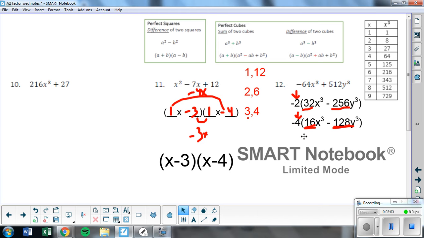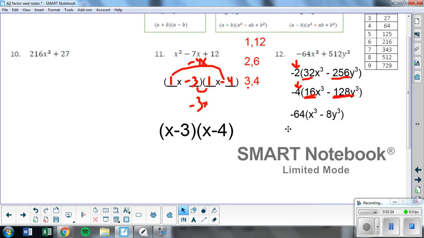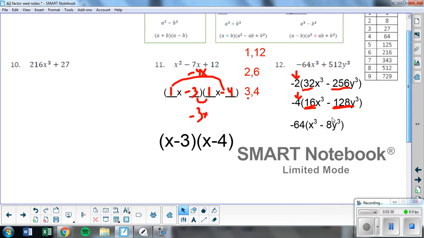Take the largest one you can find, which is actually 64. And we want to make sure our leading coefficient is not negative, so I'm taking out a negative so that I get x cubed. Divide 512 by -64, and I get -8y cubed. I know this is the greatest common factor because this leaves me with a 1 coefficient and an 8, and those have nothing in common.